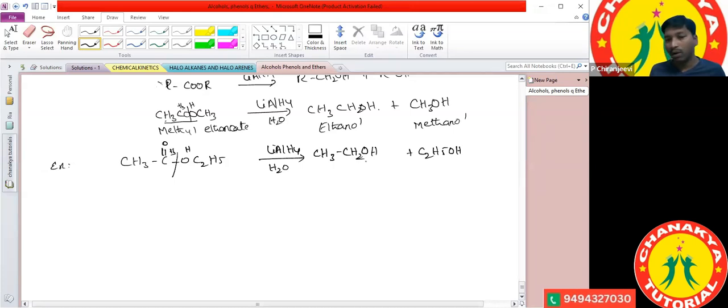How many moles of ethyl alcohol is it forming? It forms 2 moles. You can directly write it as 2 moles of C2H5OH as the product. Now we have the clarity.